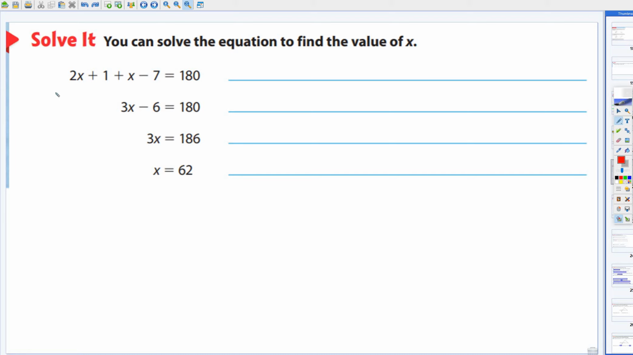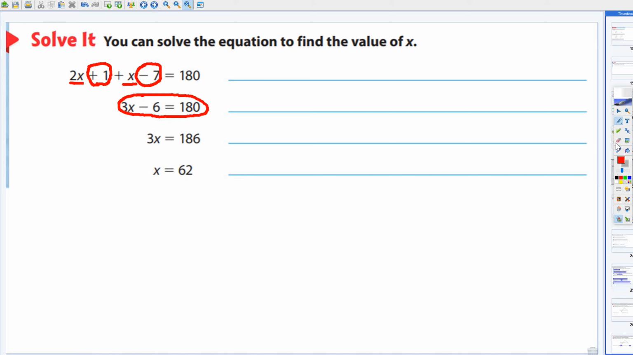Well, they combined like terms. 2x plus 1x is 3x. Positive 1, let me just put a circle around it, minus 7 is negative 6. Positive 1 minus 7 is negative 6. So now they have this, right?